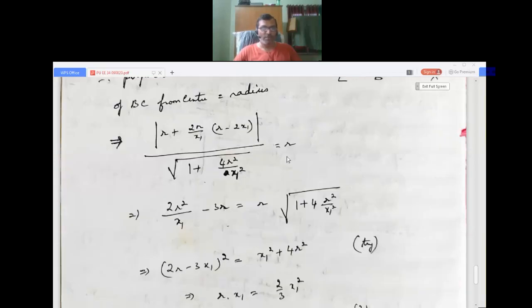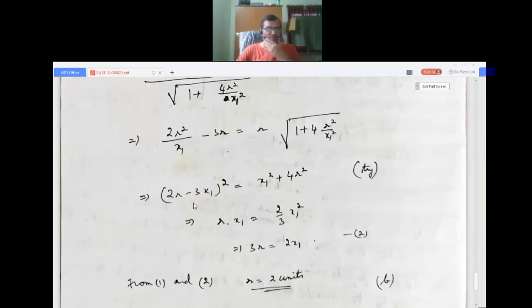So squaring both sides, 2r squared by x1 minus 3r is equal to r into square root of 1 plus 4r squared by x1. Then multiplying, everything cancels. So we get 2r minus 3x1 whole squared is equal to x1 squared plus 4r squared. Squaring both sides and simplifying everything, the rest is simplifying, so I wrote here, try it. So we get r into x1 equals 2 by 3 x1 squared.